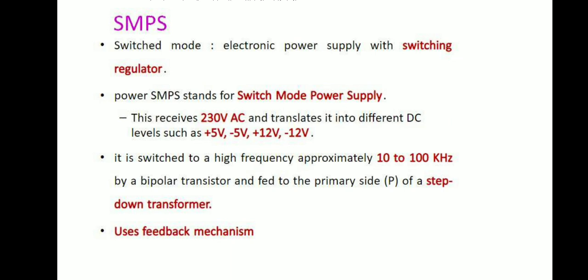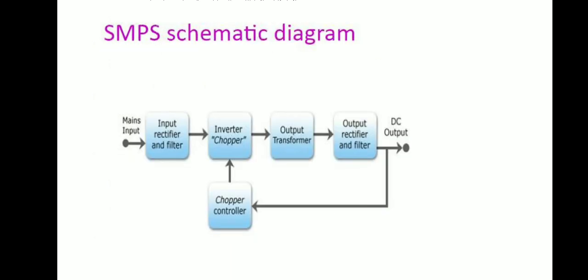It is switched at a high frequency, approximately 10 to 100 kHz, by the bipolar transistor and fed to the primary side of the step down transformer. It uses a feedback mechanism. The figure shows the block diagram of SMPS, which includes the input rectifier and filter, then the inverter, also called chopper, then the output transformer, then the output rectifier and filters, with feedback from a chopper control, which produces a DC output voltage.